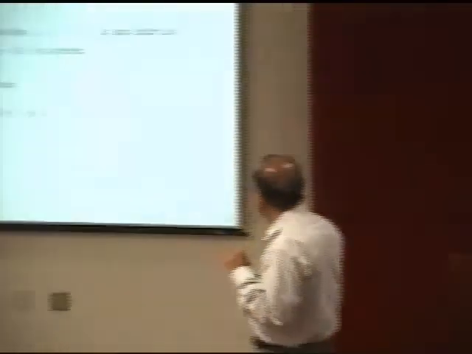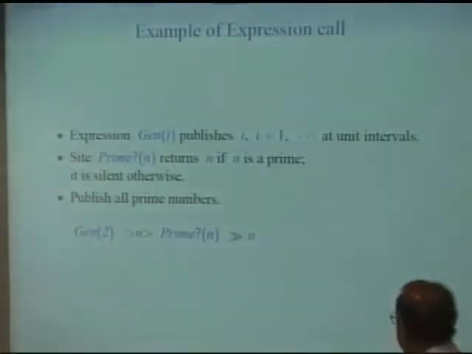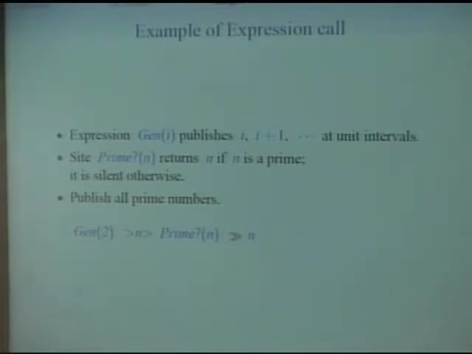Why is that interesting? Let me take up a little problem. Suppose I have an expression. I'll call this gen I. It publishes these values starting from I, I plus 1, etc. at unit intervals. Suppose I can write such an expression. It will be like metronome. So gen 3 will publish first 3 right away, then 4 1 unit later, 5 2 units later, etc.